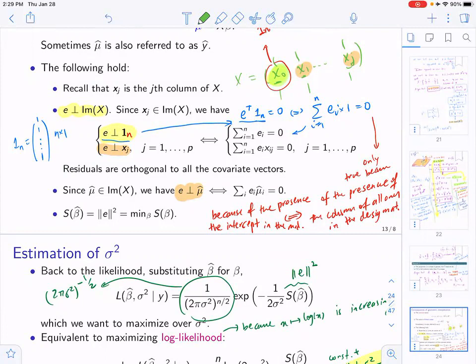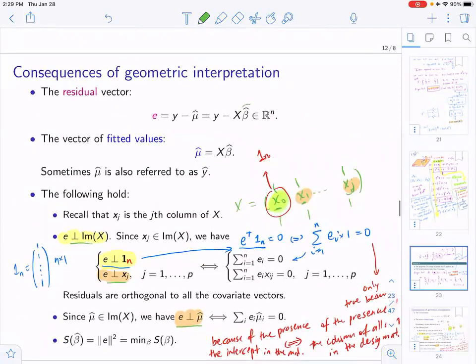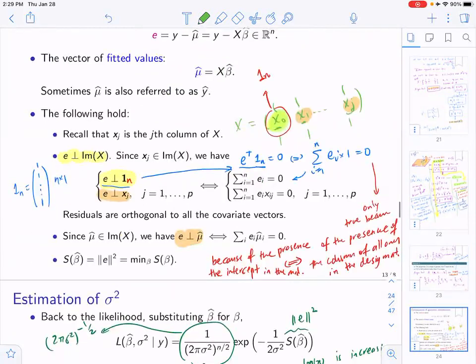And they don't have anything to do with whether the model is correct or not. These are always true if you fit the least squares estimate, no matter what y and x are. This is just a consequence of the way that you fitted the model, which is a consequence of the projection operation. So you don't need any assumptions for these to hold, besides the fact that this residual is coming from the least squares estimate. Okay.